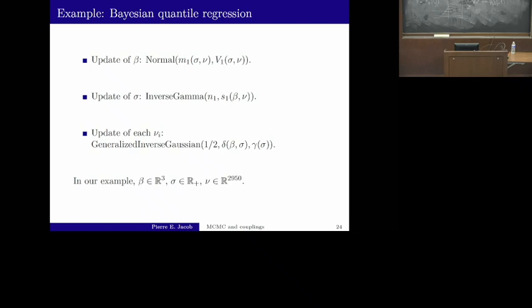Inverse gamma, generalized inverse Gaussian, is a bit less standard, maybe you've seen them before, maybe not. They have an R package. There is a function to generate from it, to evaluate the density and so on. So it's all in one dimension, but here you have lots of updates, each of one dimension.